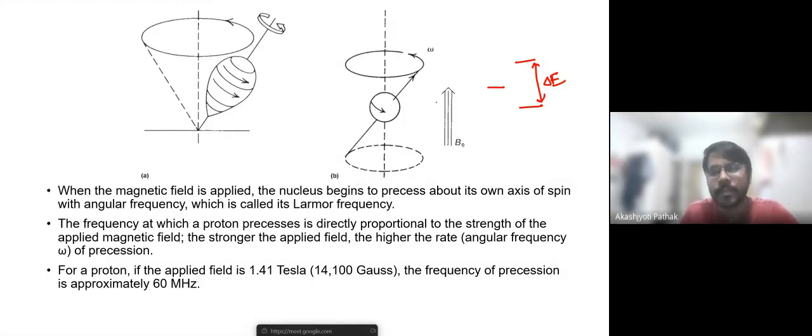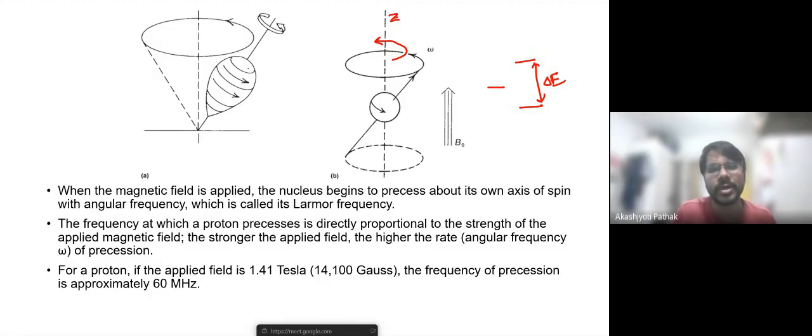it will also precess. What happens is that it will also precess about the externally applied magnetic field, which is called the Larmor frequency. You can see in this figure, it will also start rotating about the z axis. The spin about this z axis is called the Larmor frequency, or omega.